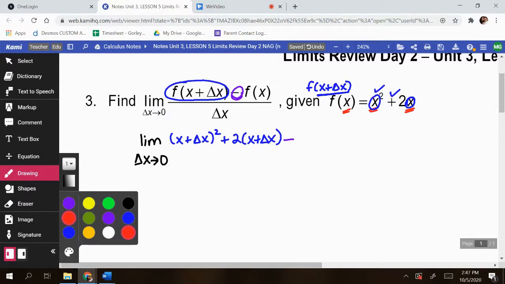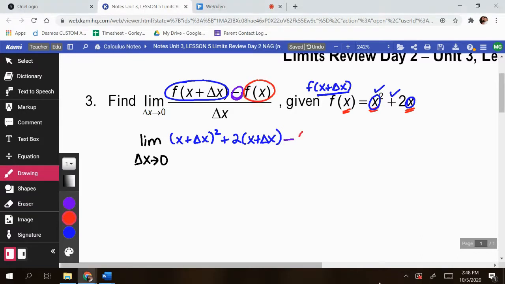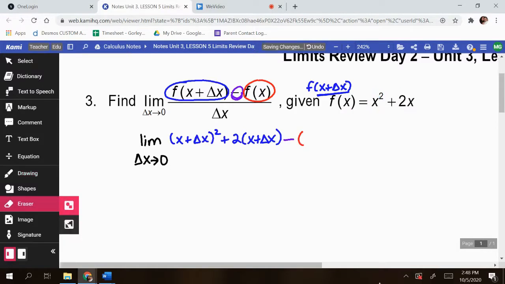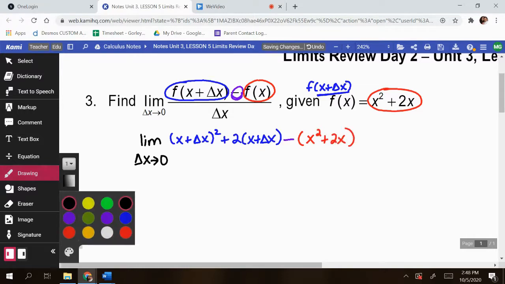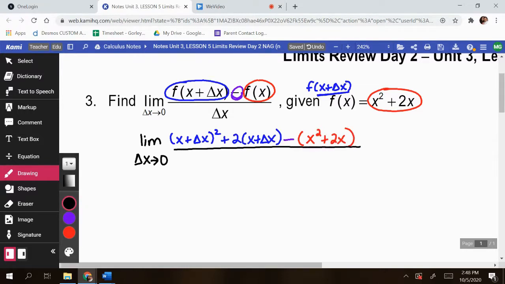Then I have to put in my function. Remember, when you're inputting your function, since it follows a subtraction sign, it's really important that it goes inside parentheses. My function was x squared plus 2x, all over delta x. So now I just have to multiply some things out and simplify.